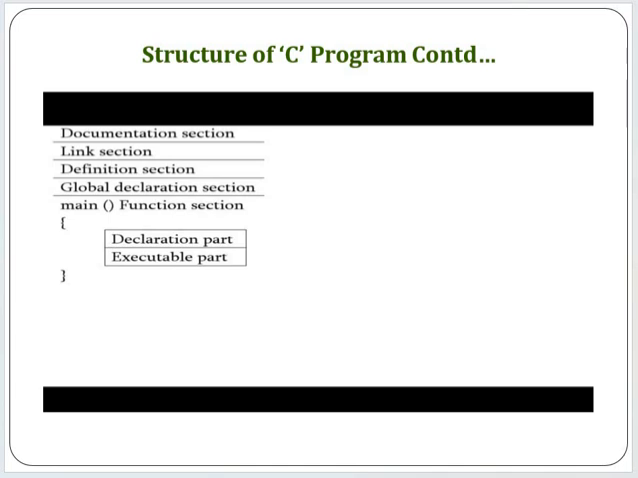And then this is divided into two parts, that is a declaration part and executable part. The declaration part declares variables that are used within the main function. The executable part contains the actual instructions that the program will execute.